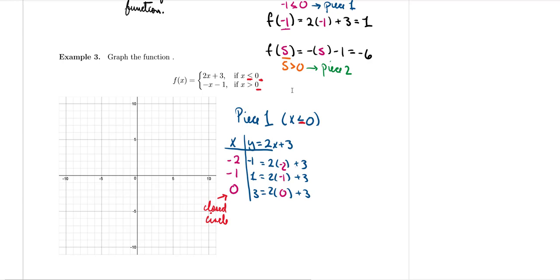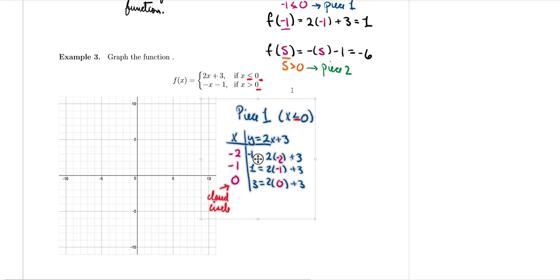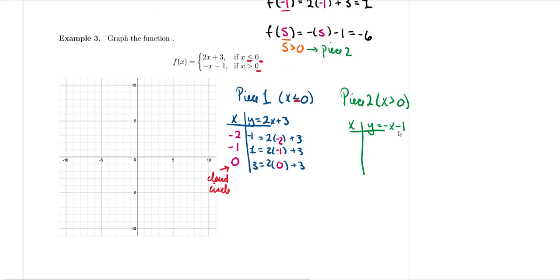And the reason I'm bringing it up here is because take a look at the second piece. So when we make a table for piece 2, let me just put here piece 2. Now our x values, our inputs, have to be greater than 0. So 0 is technically not allowed in that piece. But when you guys make a table, I do want you to include the 0. So let me just make a table here with the x's. And piece 2 was -x minus 1.